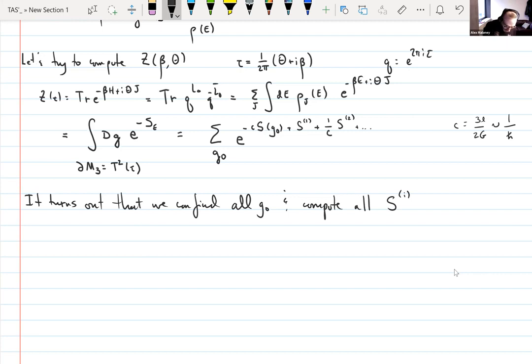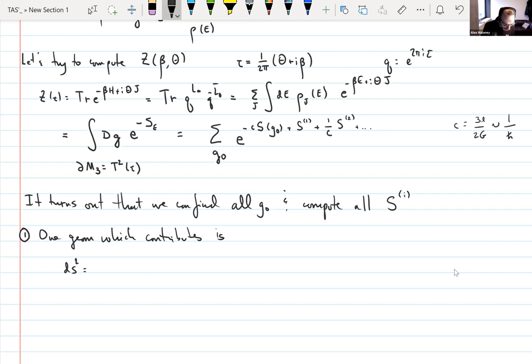So first of all, let's talk about what sort of classical geometries would contribute to the finite temperature partition function of gravity in AdS. One simple contribution would just come from empty anti-de Sitter space itself. So in particular, one of the geometries which contributes is just empty anti-de Sitter space.